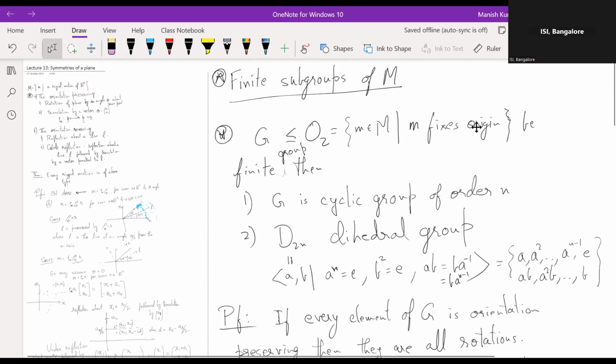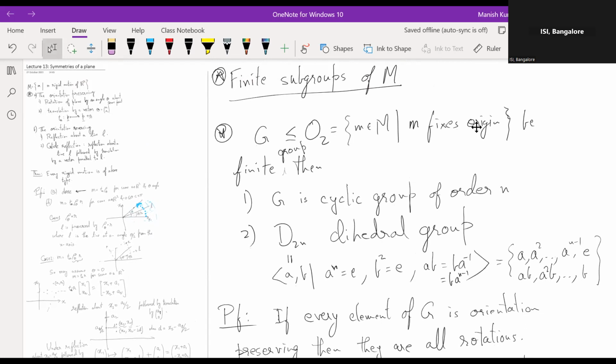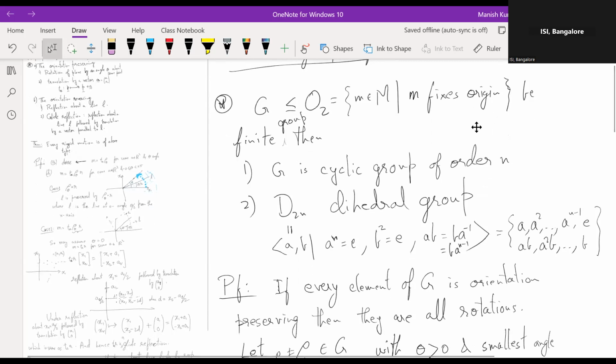So we want to show that any finite subgroup of the orthogonal group is one of these two forms. So let's look at elements of G. Suppose every element of G is orientation preserving. In this case, we will show that it is a cyclic group of order n for some n, and otherwise, if every element is not orientation preserving, that means it will contain a reflection, and in that case, we will show that it will be D2n for some n.